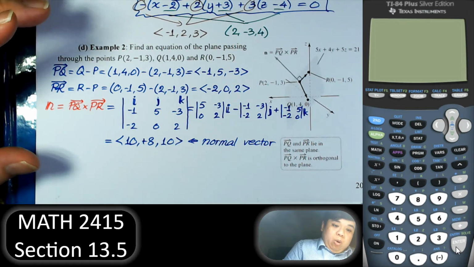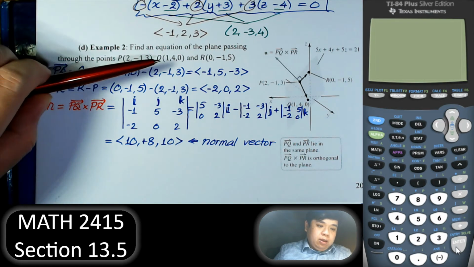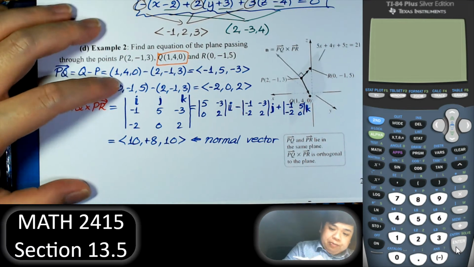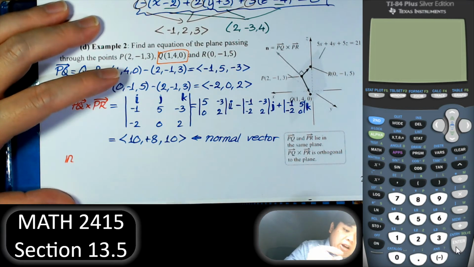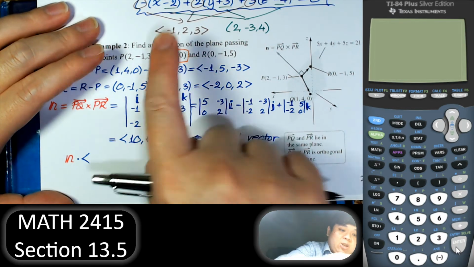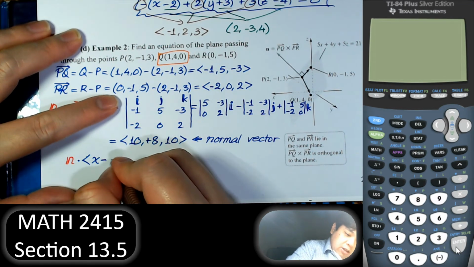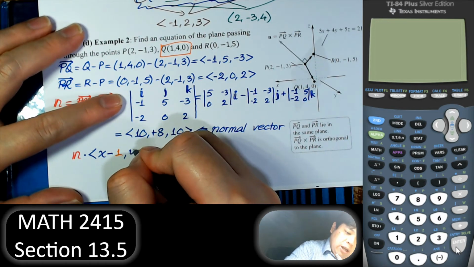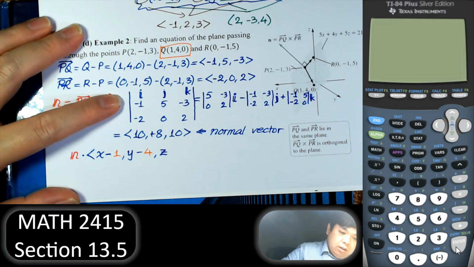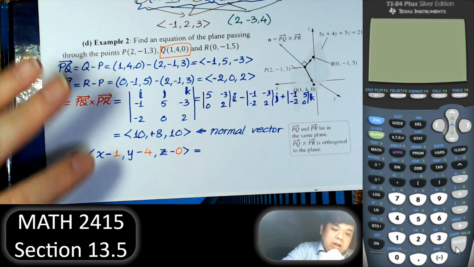And then we put into the equation. By the way, which point do we use? We have 3 points, so we can use any point we want to. Let's go with this point. Right, it has a 0. Sorry. And then the equation is going to be the vector n dot product with the vector connecting that point to another point. So we say x minus that point, y minus that point, and z minus that point, equal to 0.